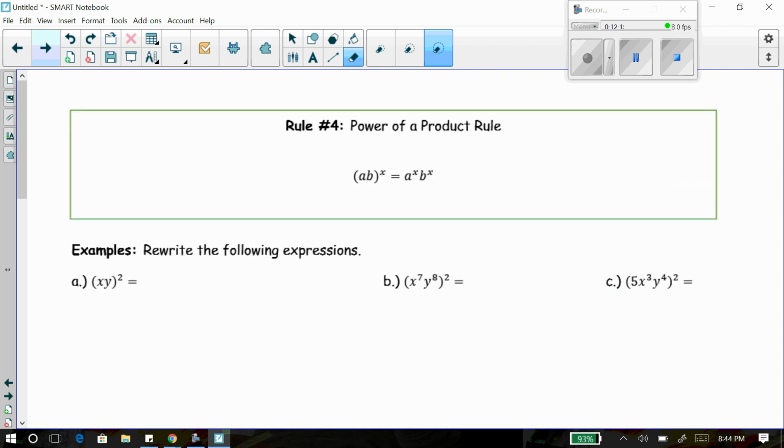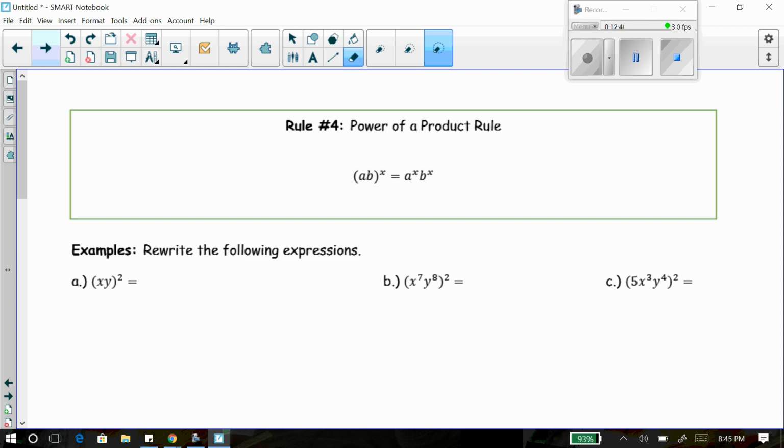Now let's look at one last rule. I know there's a lot of rules. These are the 6 exponent rules or laws that you have to know. If you have 2 things in the parentheses, right? The exponent on the outside gets multiplied to everything on the inside.